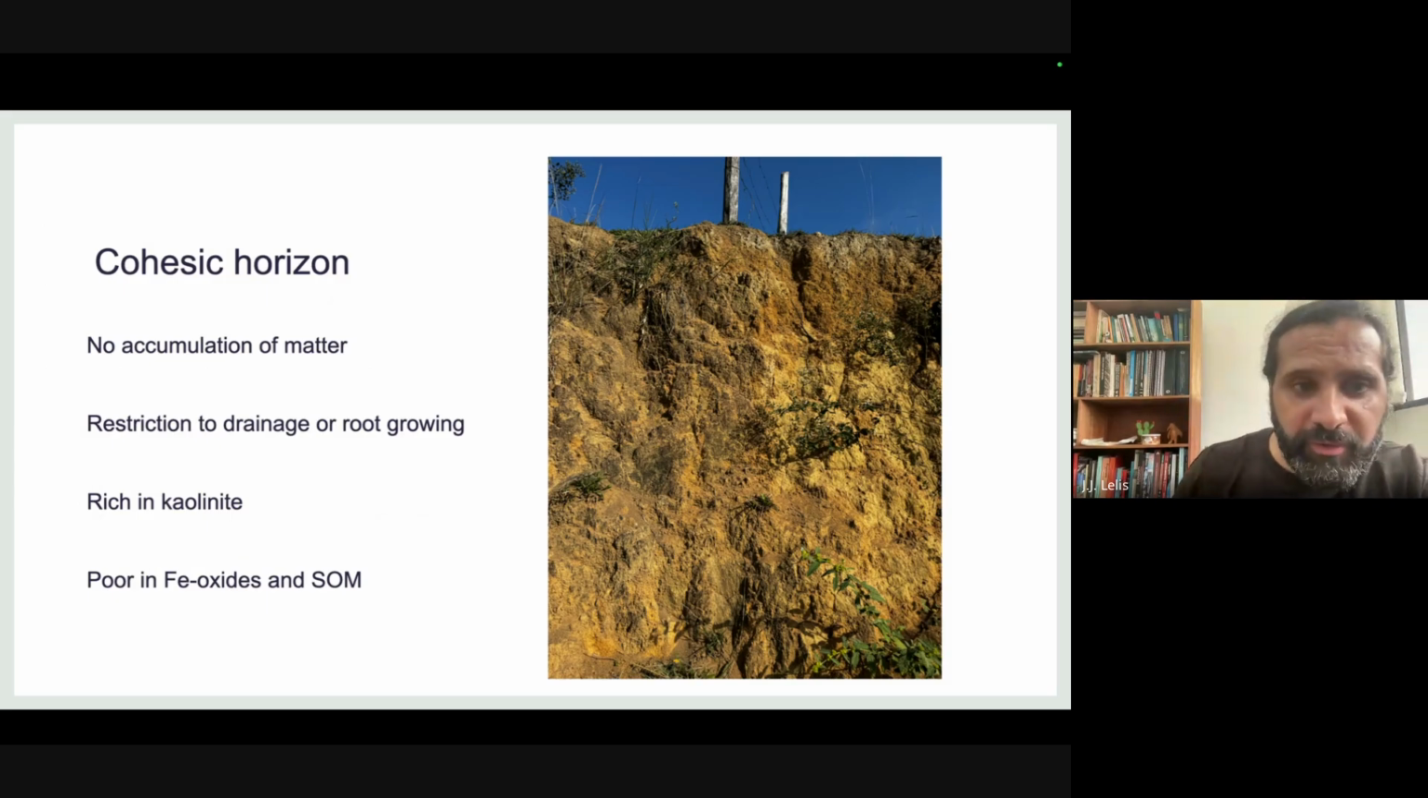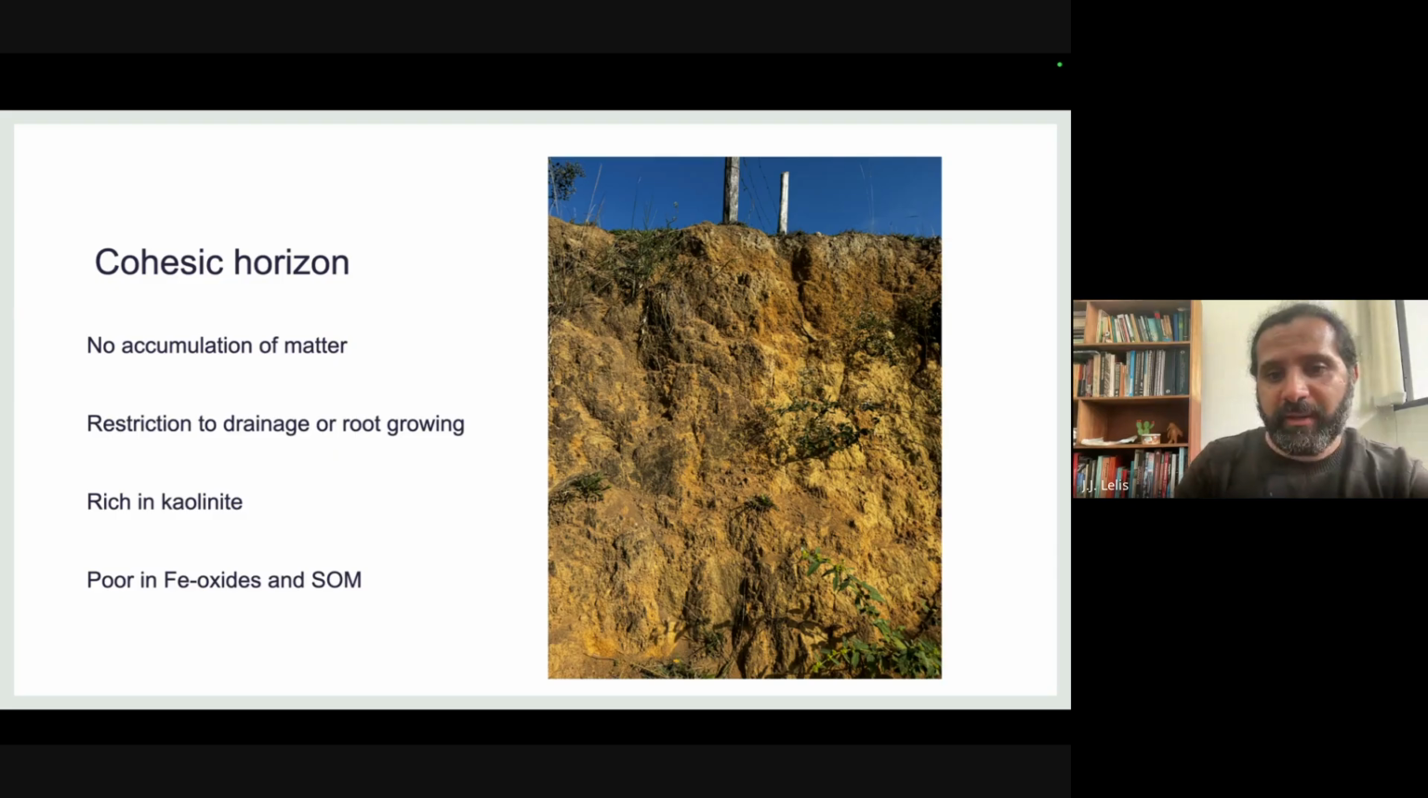We also have another horizon that expresses some hardness, but in this case it's not cementation but a high bulk density: the coesic horizon. In the coesic horizon we don't have accumulation of matter, but it's more related to the organization of particles. In this case, we have some restriction to drainage and root growth because these horizons are quite rich in kaolinite and poor in iron oxides and soil organic matter.